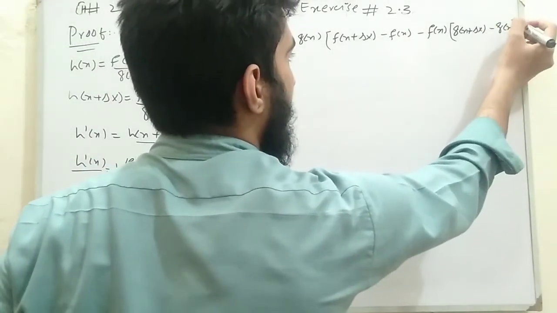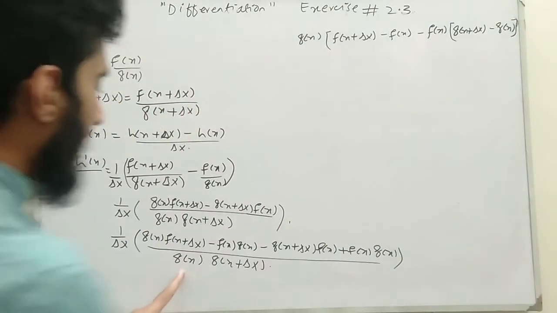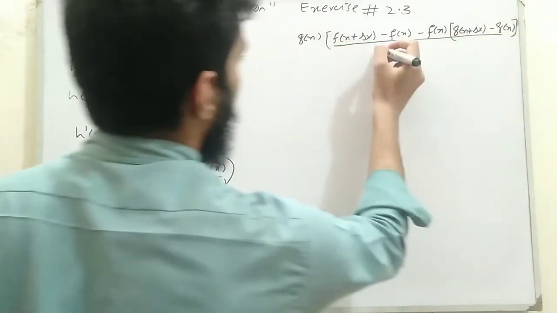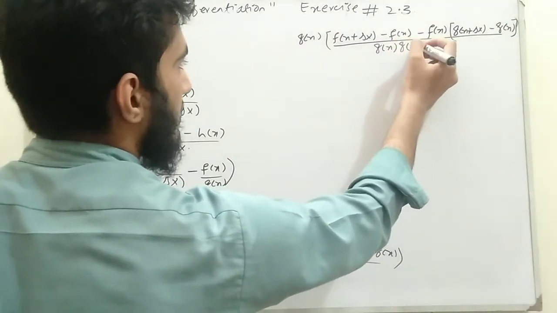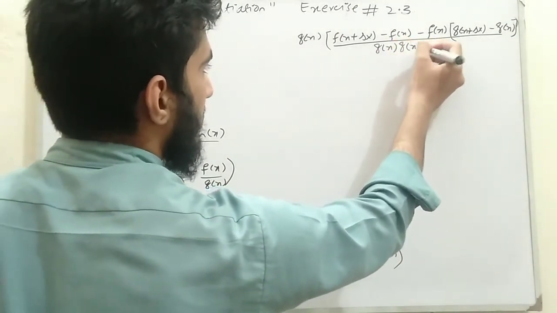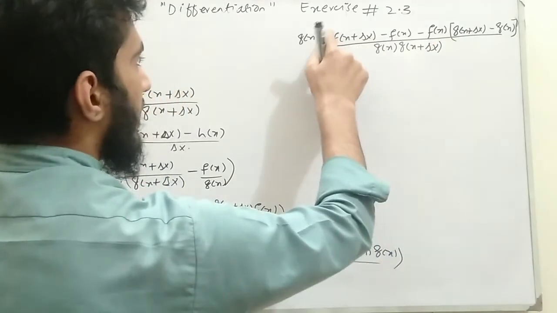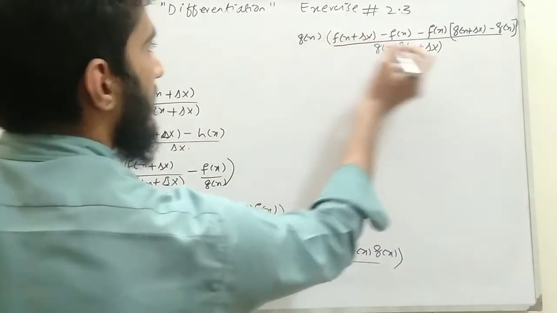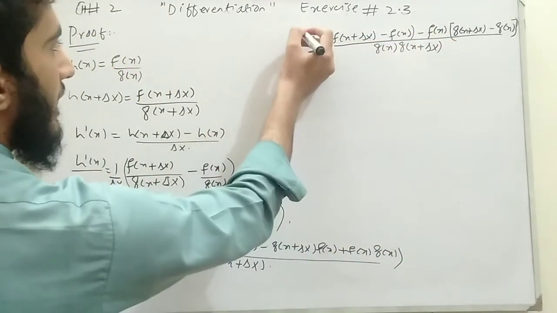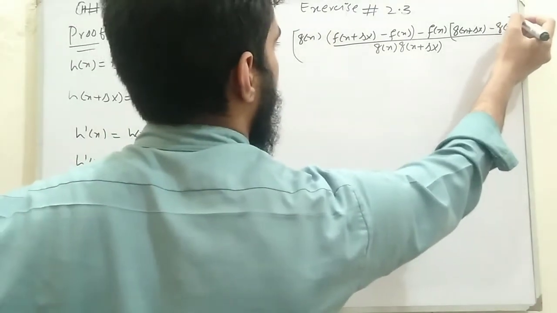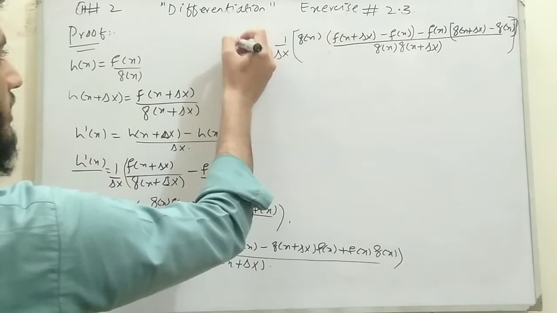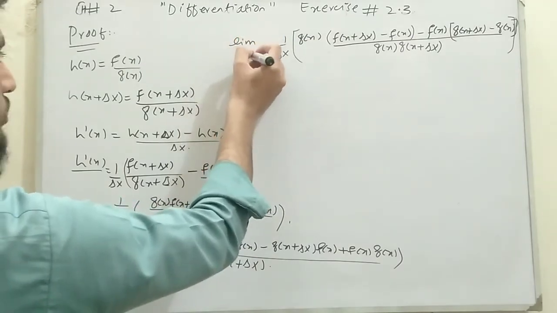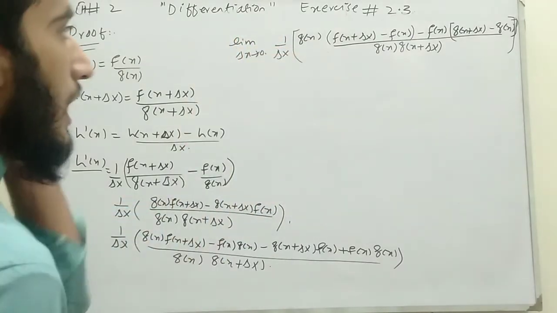After this, in the division we have g of x multiplied by g of x plus del x. Here we have a small bracket, just like this. And after this we have a large bracket, 1 over del x. And you know that in the first principle rule, limit del x approaches 0.